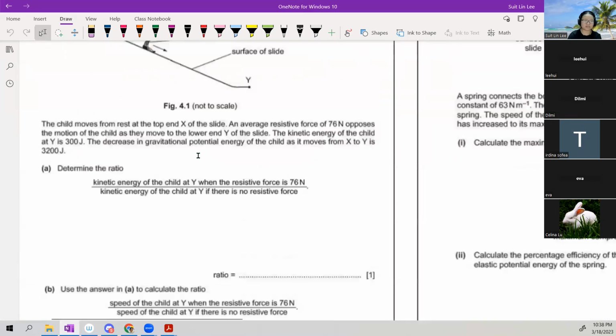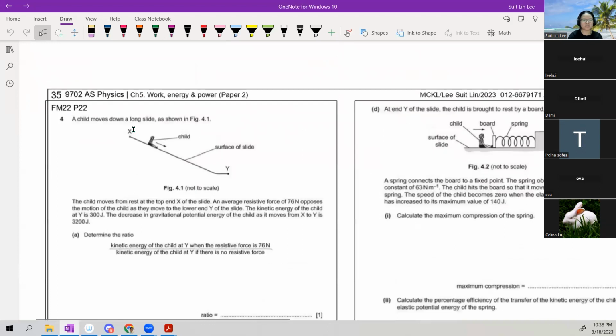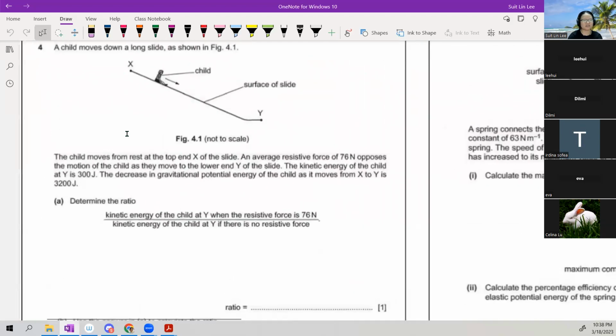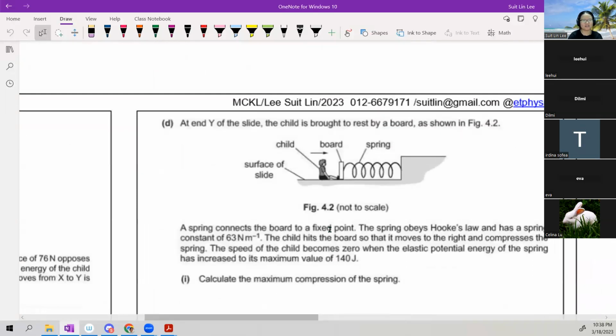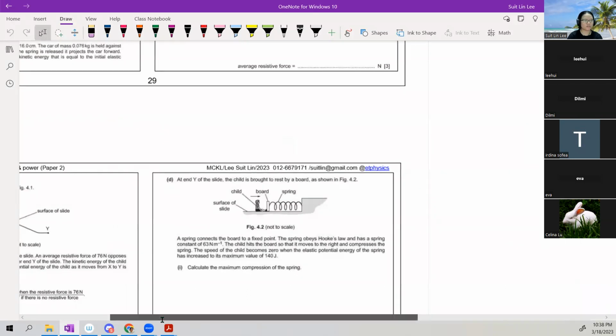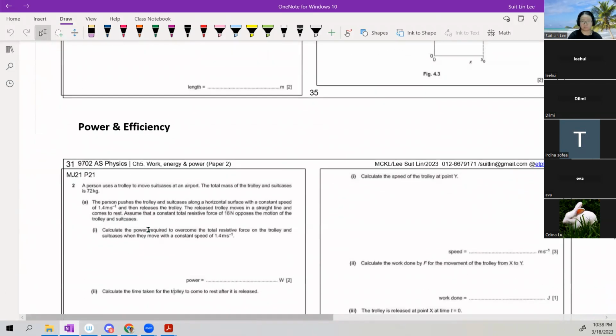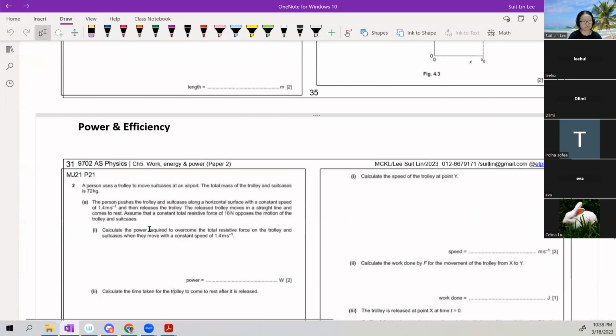Okay, so I have a selection of all of these GPE, KE, elastic PE interactions. This child is sliding down a slide, and then at the end of the slide, in order to brake, the child will compress a spring. So this is different. GPE to KE to elastic PE. So go visualize the question if you can reach here. If not, focus more on chapter 4.